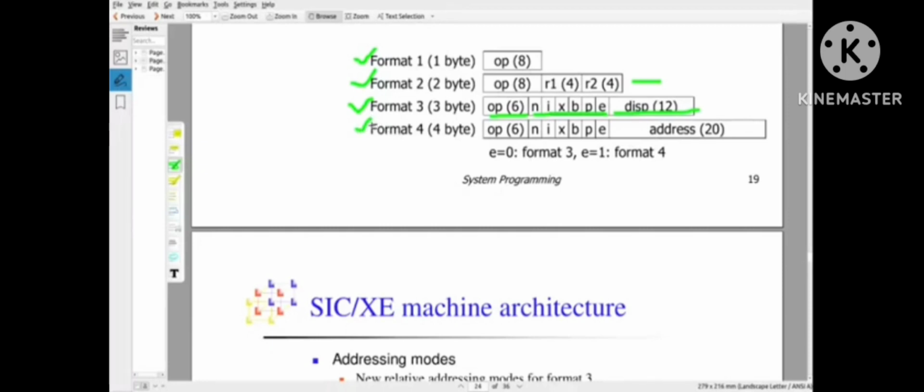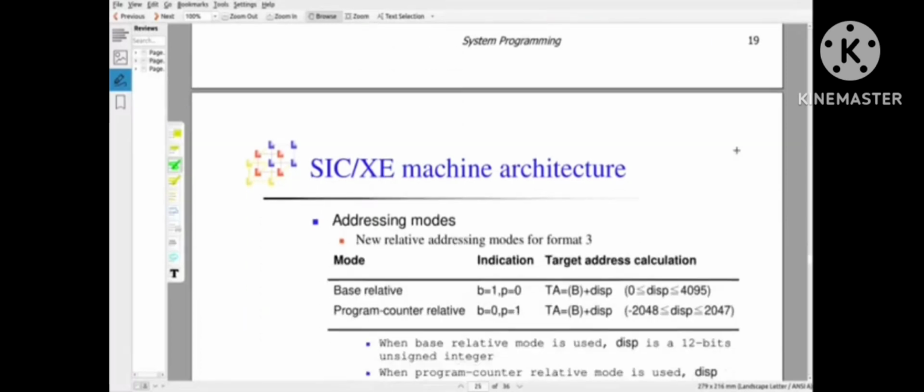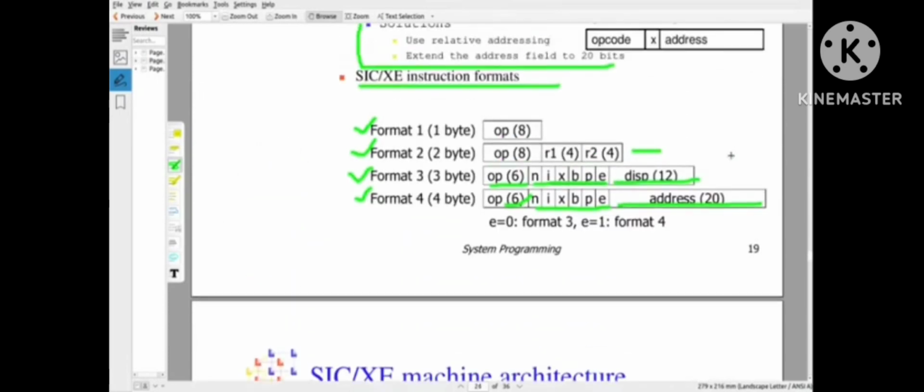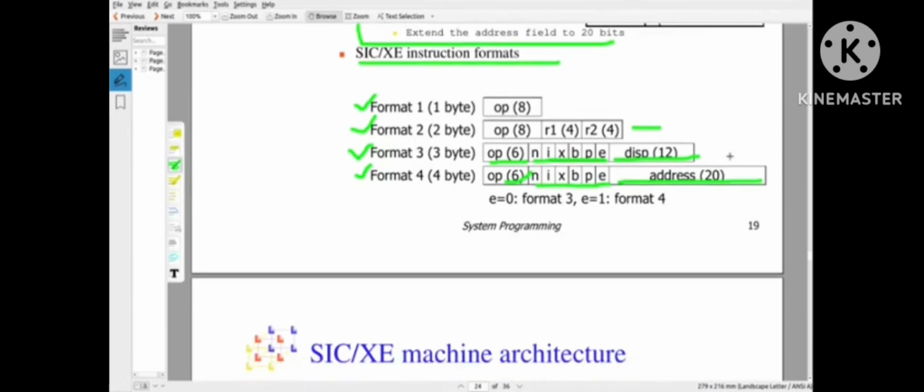The next one, the last one, format 4, is 4 bytes. So the total size is 32 bits. Here you can see that opcode is 6 bits, then flag bits, then the remaining 20 bits are used for addressing, specifying the operands, that is the address. These are the major instruction formats in SIC.